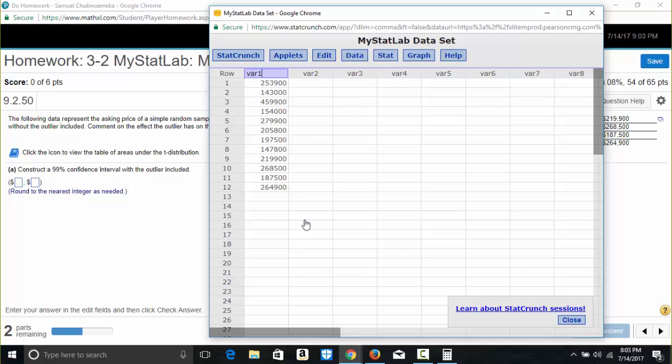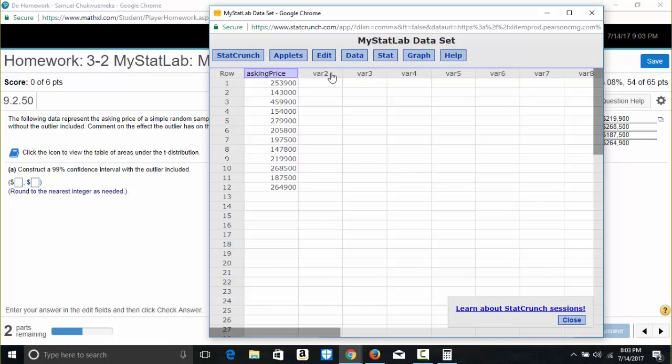If you want, you can leave this as variable 1. If you're working in industry, you want to put asking price. You want to name the variable. Please, when you name a variable, don't put a space. You see there are no spaces between VAR and 2. It's important, just don't put a space. And this is just asking price. You can use VAR1, it doesn't matter, but I just wanted to do an extra thing.